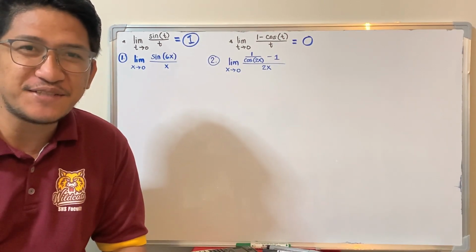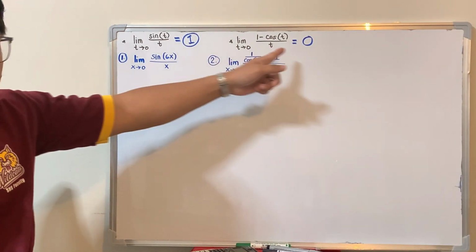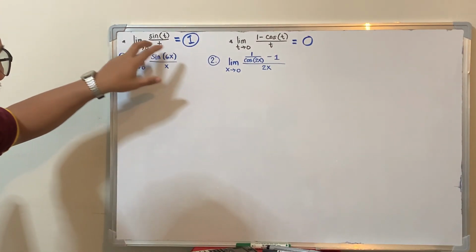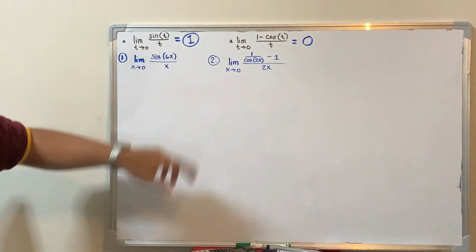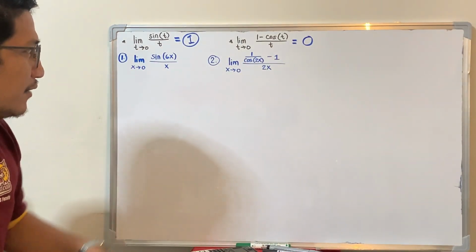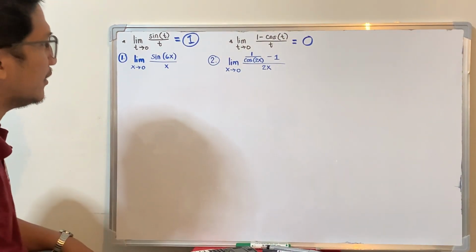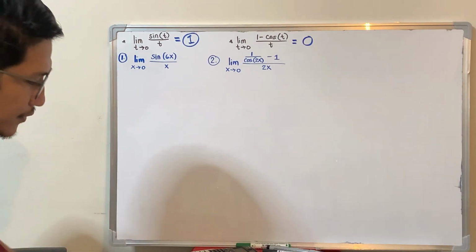This is Sir Gavin. In this video, we will be solving these limits using the limits that we solved in the previous video. So remember, if you were to solve the limit of sine t all over t, it's always equal to 1, as t approaches 0 of course. And also, if you have 1 minus cosine t all over t as the function, as t approaches 0, it's always equal to 0. Now, we will use these concepts here to solve these two problems.